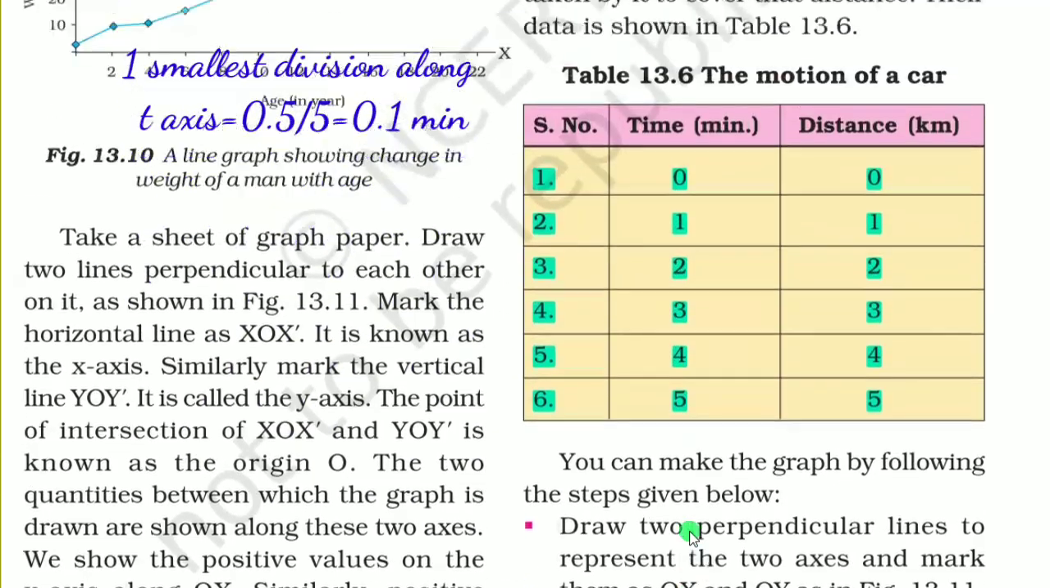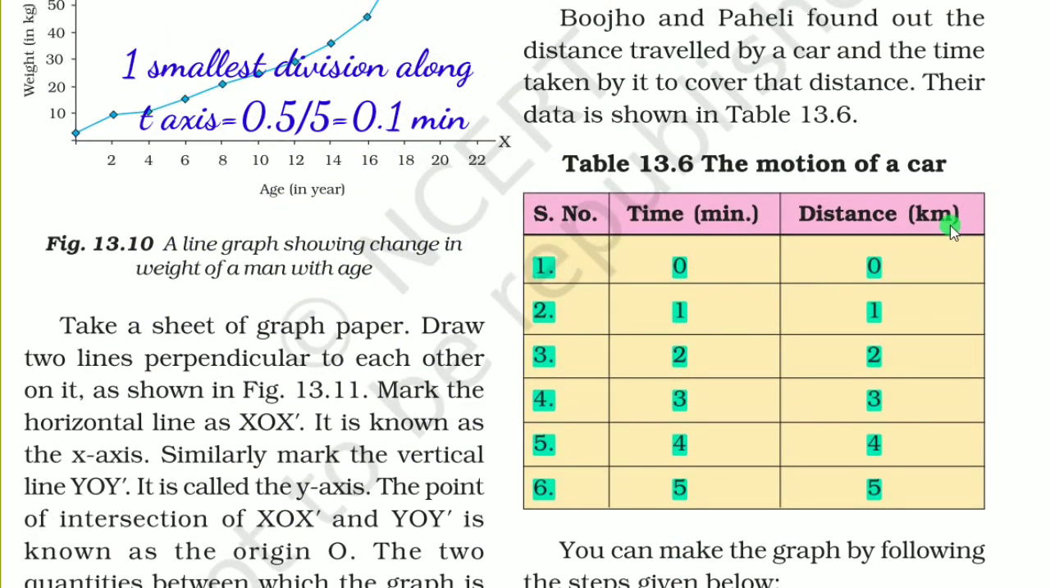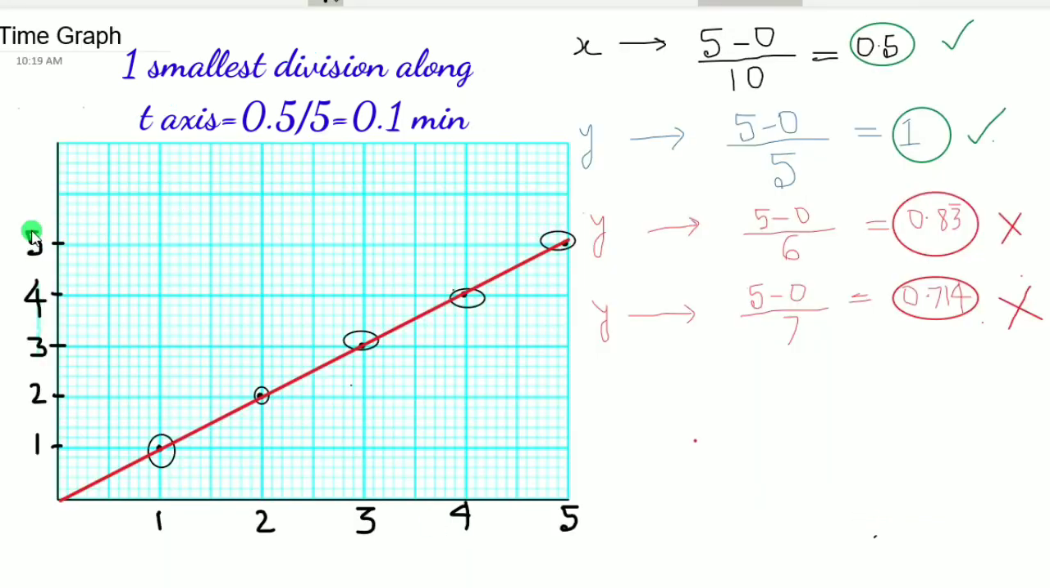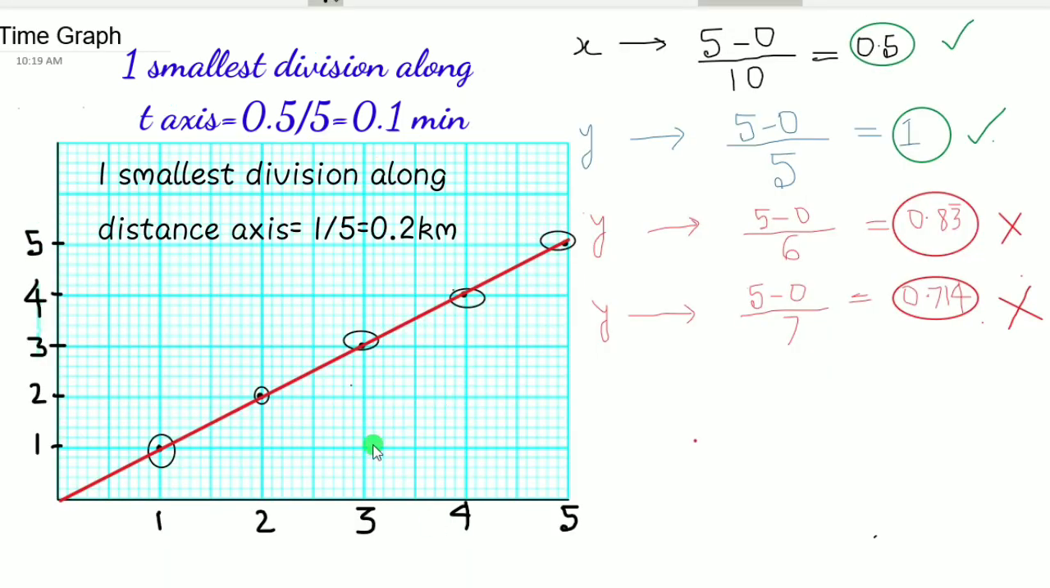What was the previous value in the table? Yes, no, kilometer. So it will be kilometer. So you have to write in the graph distance in kilometer and time in minute. Okay, in this way you have to proceed.